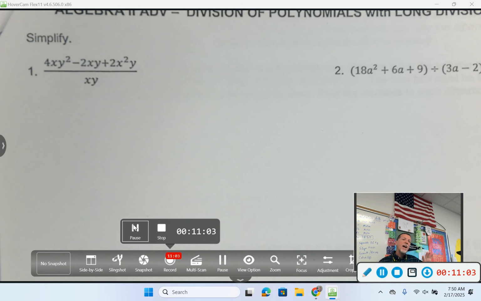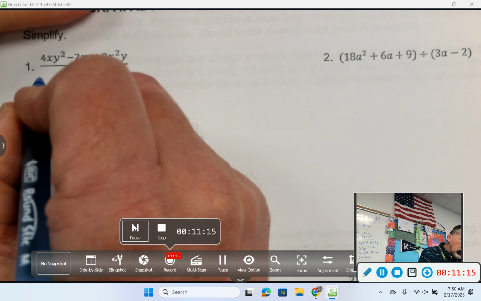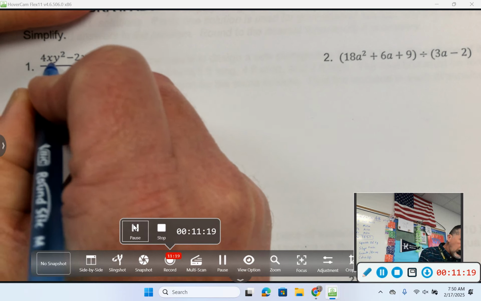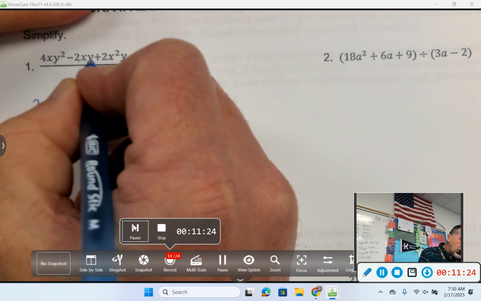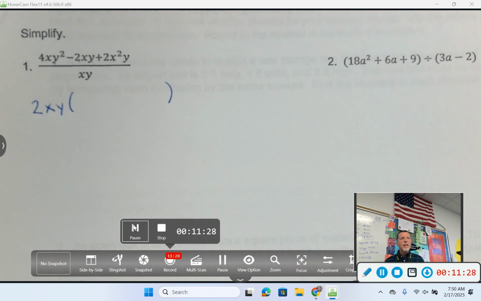You could factor out the top and then look for things to cancel, or you could do what Ryan just said, and that's write each one of them over XY. Either of those is fine. So I'm going to factor out first. So let's see. I can definitely take out a 2. I can take out 1x, and I can take out 1y. And then I got to figure out what's left.